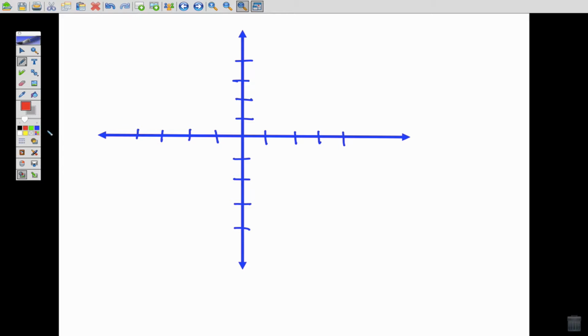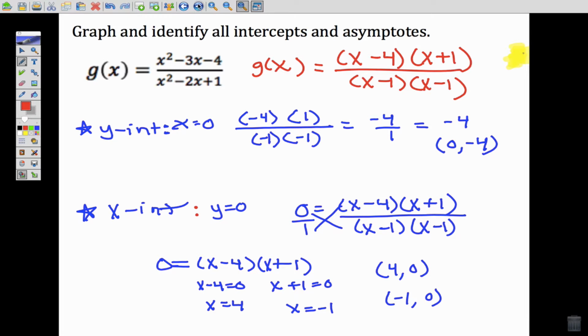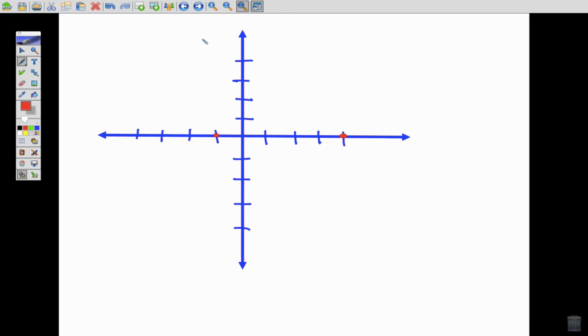So what we have is, we said we had x-intercepts of positive 4 and negative 1. I believe that was correct. I want to go back. I already forgot. Positive 4 and negative 1, and then a y-intercept of negative 4. Okay? So there are my intercepts.